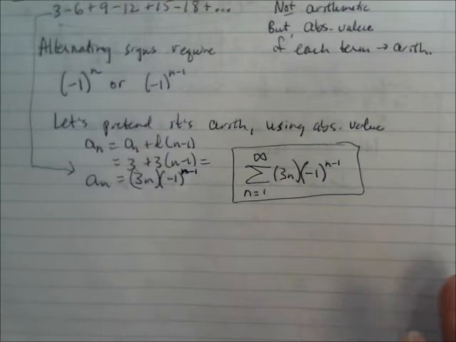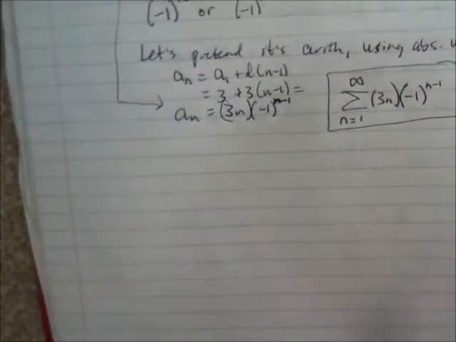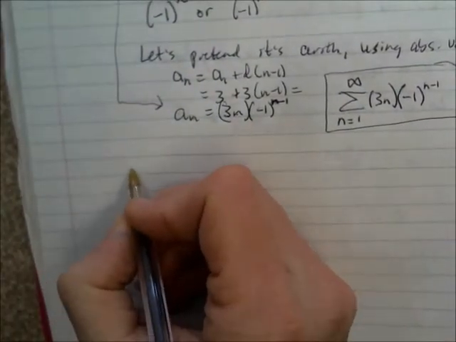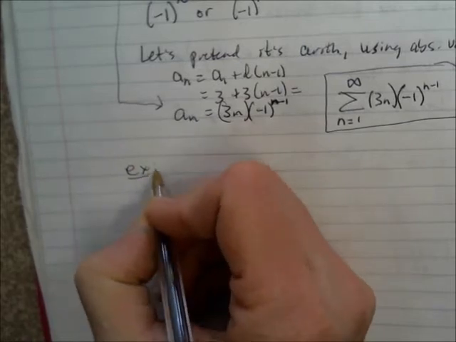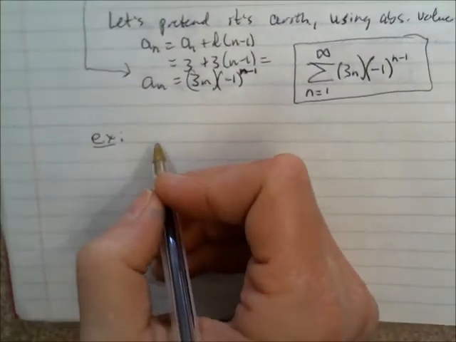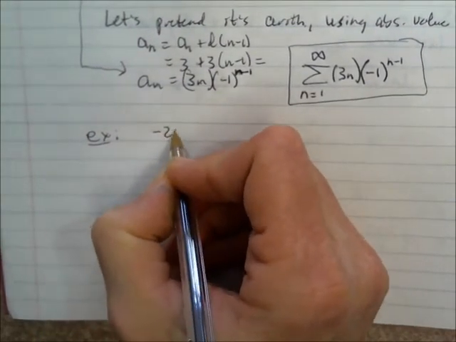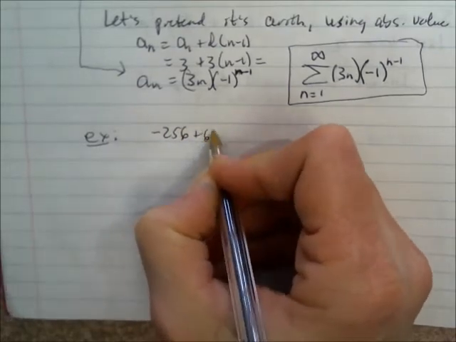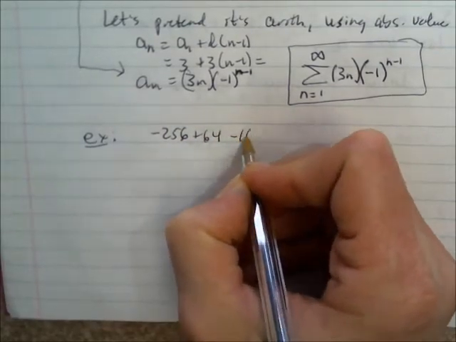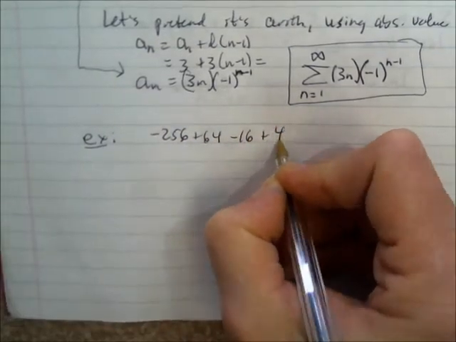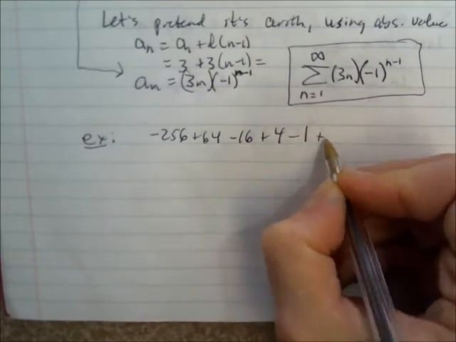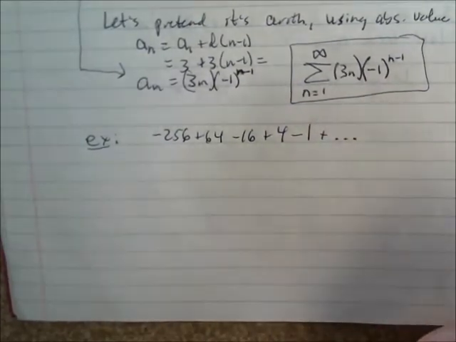Okay, let's try another one. Let's say we want to write using sigma notation, same instructions as before. We have negative 256 plus 64 minus 16 plus 4 minus 1 plus dot, dot, dot. So this is an infinite series.